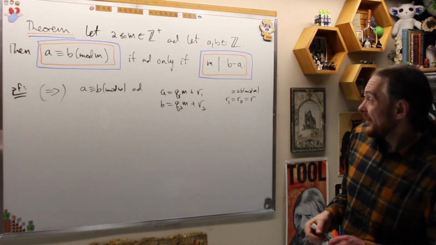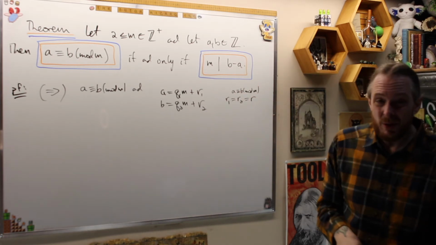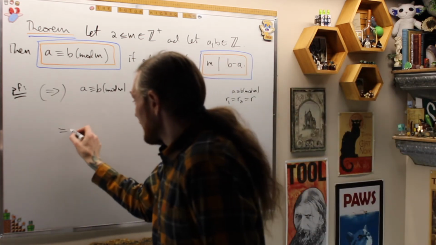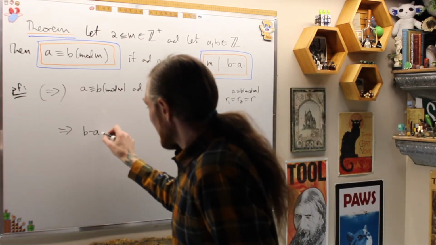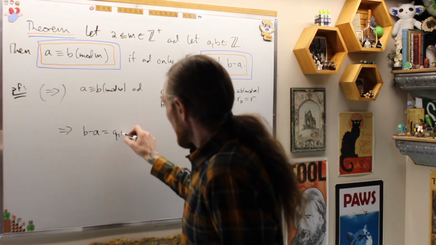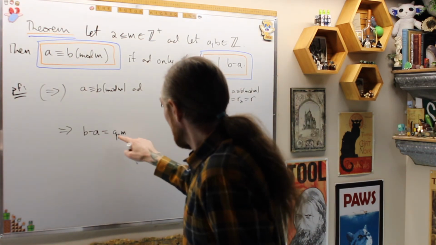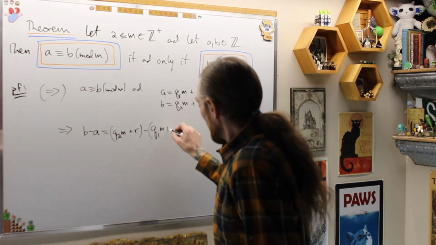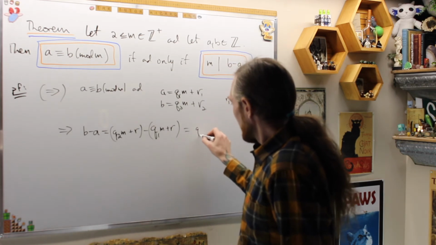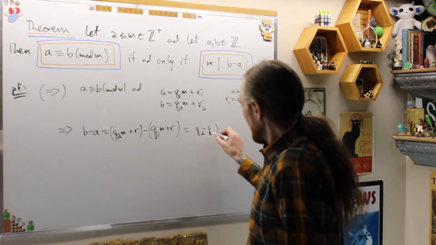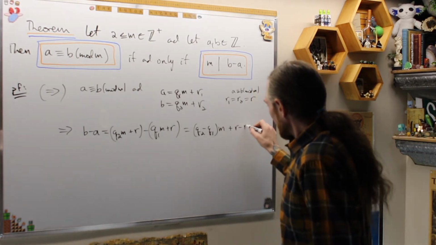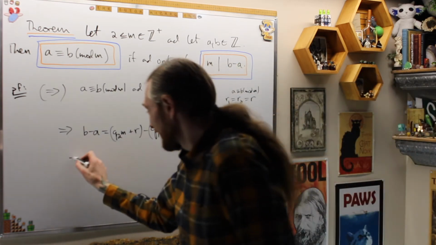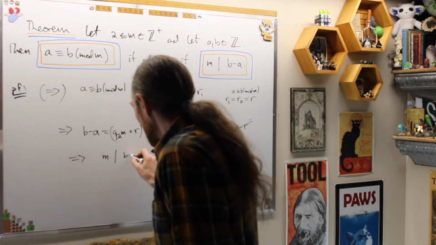From that, now let's look at their difference. What we want to show is that b minus a is a multiple of m. Indeed, if I look at b minus a, that is going to be q2 m plus r minus (q1 m plus r). When we do that, we're going to get (q2 minus q1) times m plus r minus r, which is going to go away to 0. And what that says is that m divides b minus a.